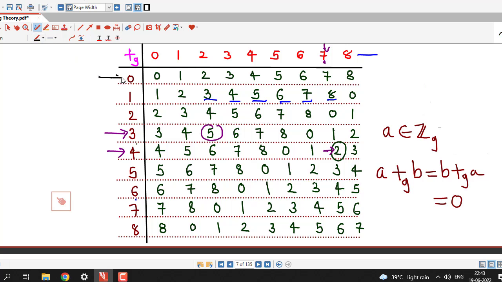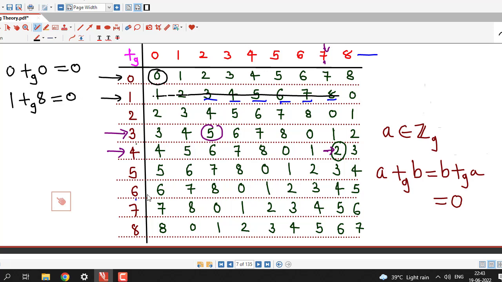So we start from 0 and we search for the identity element in the first row. We obtain 0 here at the very first place. So we can see that 0 plus 0 equal to 0. Therefore the inverse of 0 is 0 itself. Then we check for 1. Again we search for the identity element in this row, and here we obtain 0. That is 1 plus 8 equal to 0, and we can check here also 8 plus 1 is also 0. Therefore 1 and 8 are inverses of each other.